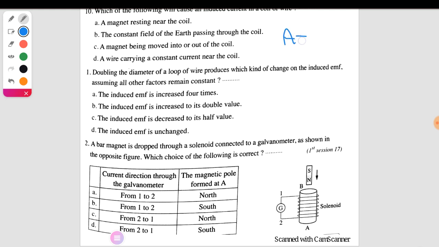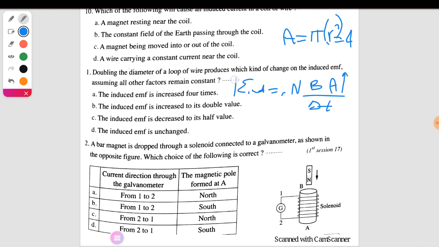Area equals pi R square. When the diameter is doubled, the cross-sectional area increases 4 times. When we double the radius, radius square equals 4, so the area becomes 4 times. Epsilon induced equals minus N delta BA over delta T. When the area increases 4 times, the induced EMF increases 4 times.